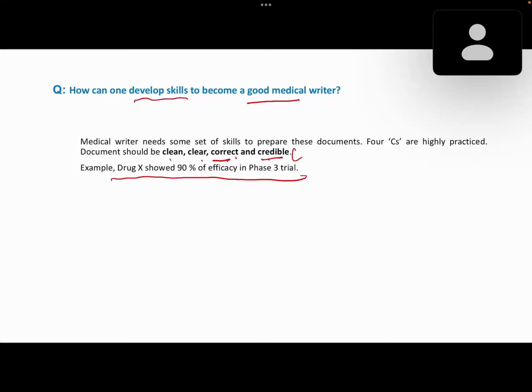See this example. Drug X showed 90% of efficacy in phase 3 clinical trial. So this information is credible. We are presenting data. When your sample will be doing a QC, they will check some source, how they have calculated the 90%. Is it 90 out of 100 subjects? How is it coming 90%? That means credible. Drug X clearly showed efficacy in phase 3 trial. So straightforward with data. Active sentence. That is your clean, clear, correct, and credible.